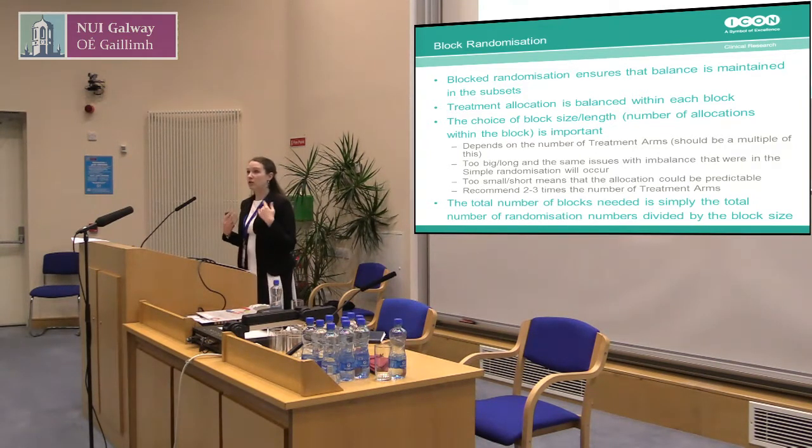Then, how to determine the total number of blocks for including the randomisation schedule, it is simply the total number of randomisation numbers you want divided by the block size. So if you have 100 subjects on your randomisation list and your block size is 4, you have 25 blocks. If you want a block size of 6 instead, well, you need to increase your randomisation list size to 102, so it's divisible by 6 and you'd have 17 blocks.